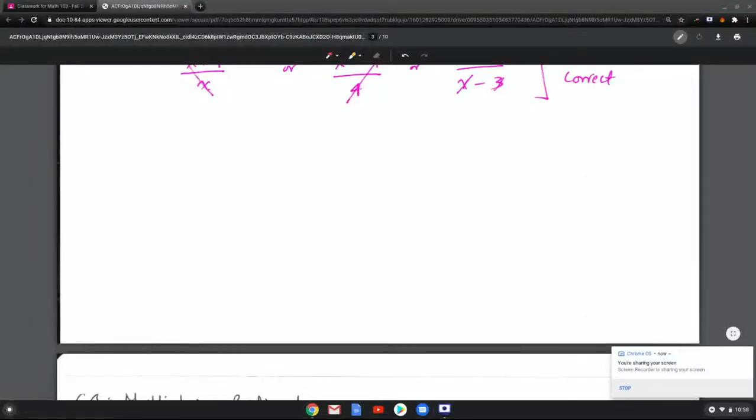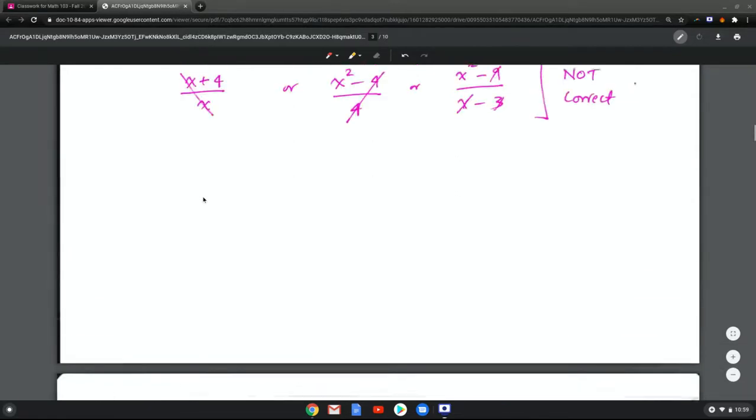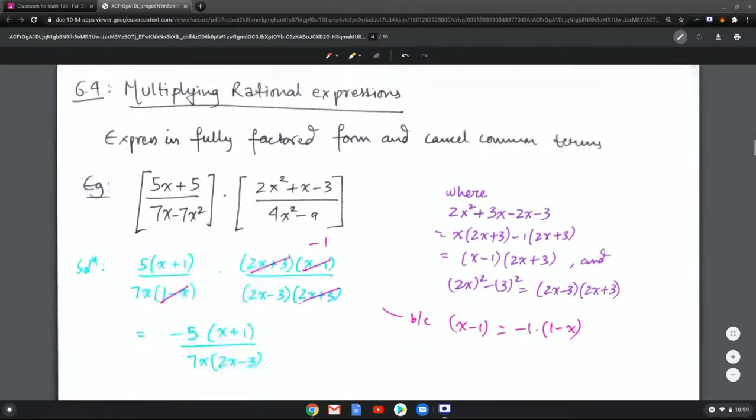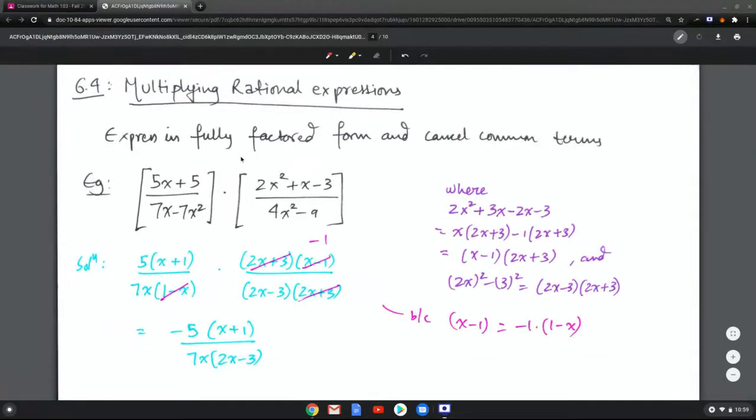So far, we've seen the definition of a rational function as well as how to simplify rational functions. Our next goal is to learn how to do operations with them. The first operation is multiplying them. It's very straightforward here. We express them in a fully factored form and we cancel the common terms. So it's very much similar to simplifying rational expressions.